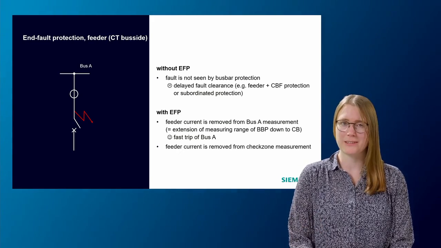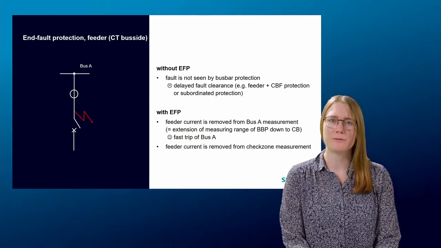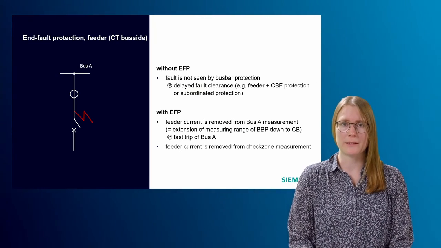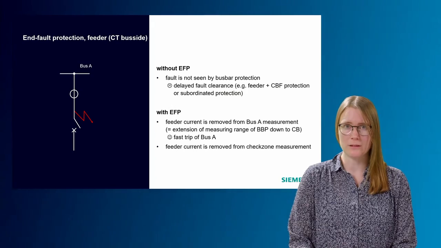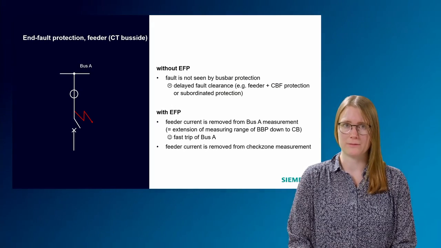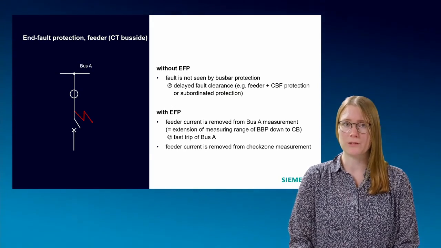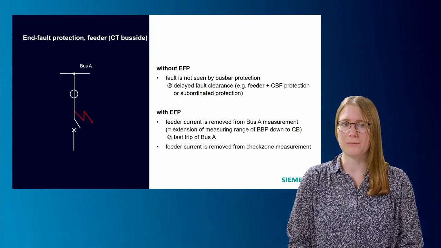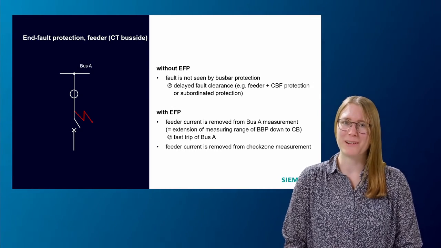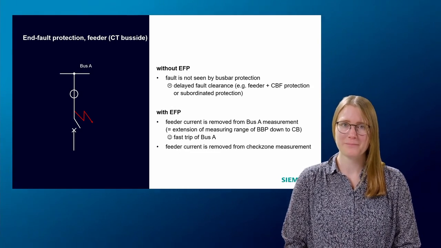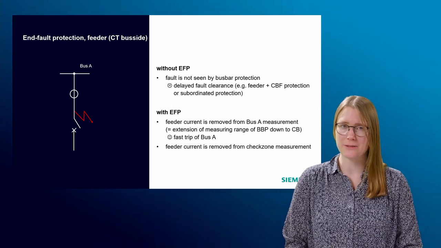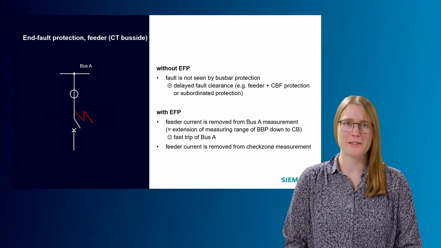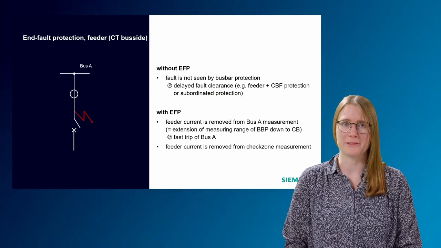With end-fault protection, the feeder current is removed from the bus A measurement and from the check zone measurement. That means the current is set to 0 when end-fault protection is active. This leads to a differential current in the selective zone A and the check zone because the fault is fed from busbar A. The differential current leads to a fast trip from busbar differential protection. That means the measuring range is extended down to the circuit breaker.